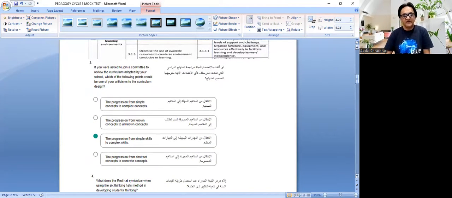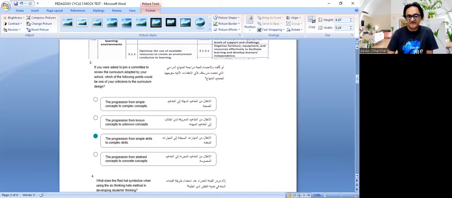If you were asked to join a committee to review the curriculum adopted by your school, which of the following points would be one of your criticisms of the curriculum design? Adaptation and adoption: making changes to the existing curriculum is what we call adaptation. Adoption is when you bring it in and completely change it.